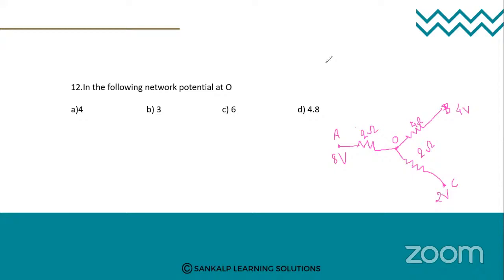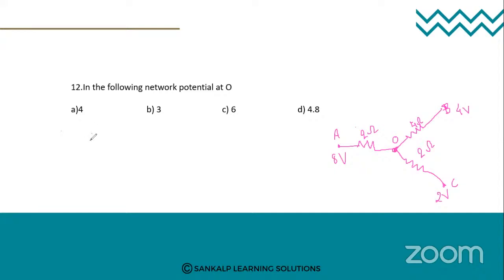Yes, Lubna, your answer is right. Yes, see here, students, what you need to calculate in the following network is the potential VO, the potential at O. So at this point, we need to calculate the potential. For this, many different methods are there. So here I am going to adopt one simple method. Whenever you have this type of circuit, use the same method to solve this.